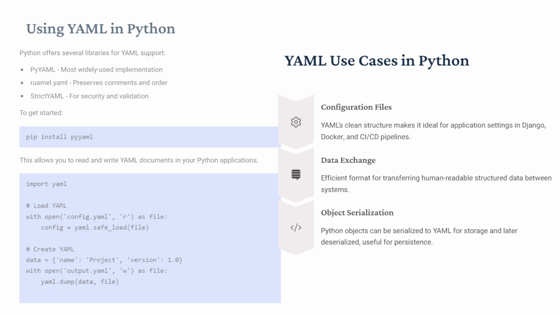Configuration files: YAML's clean structure actually makes it ideal for application settings in Django, Docker, and CI/CD pipelines. Also for data exchange, we have an efficient format for transferring human-readable structured data between systems, and then also object serialization. Python objects can be serialized to YAML for storage and later deserialized, useful for persistence.